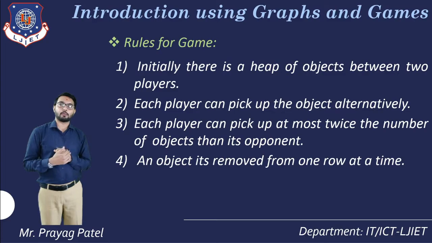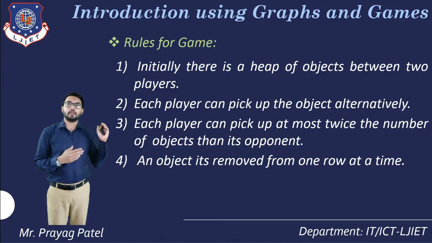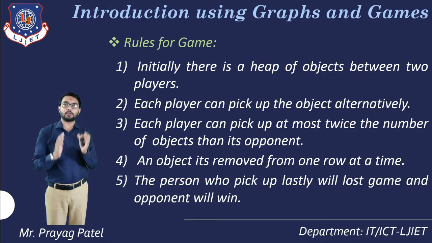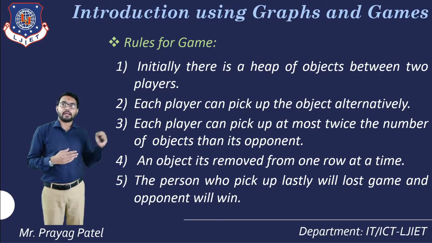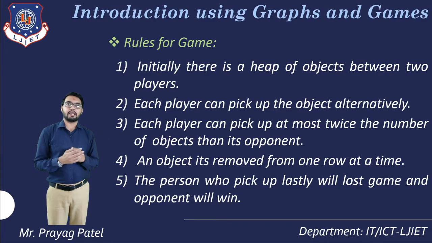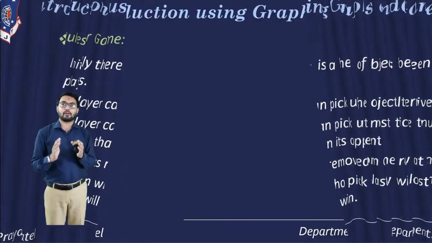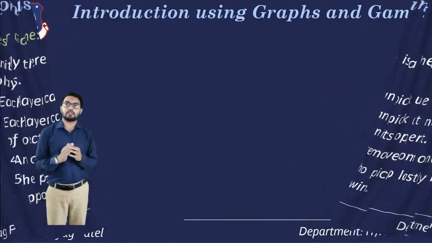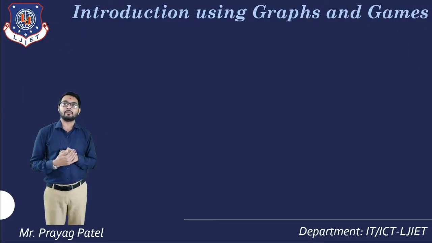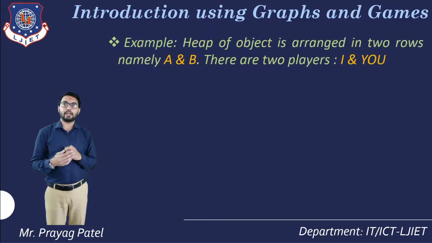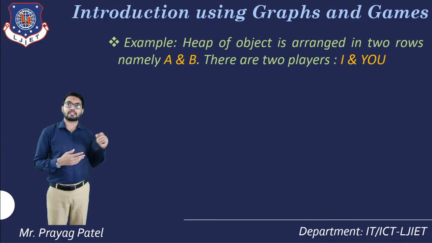So consider this fourth point. An object is removed from one row at a time. For example, if 2 rows are there, then initially you can select the object from any one row, not select the object from the 2 rows. Next point, the person who picks up last will lose the game and the opponent will win. So here the player who selects the last object is considered as having lost the game and the opponent will win the game. Now consider one example, and using this example we understand how the game playing application is done.